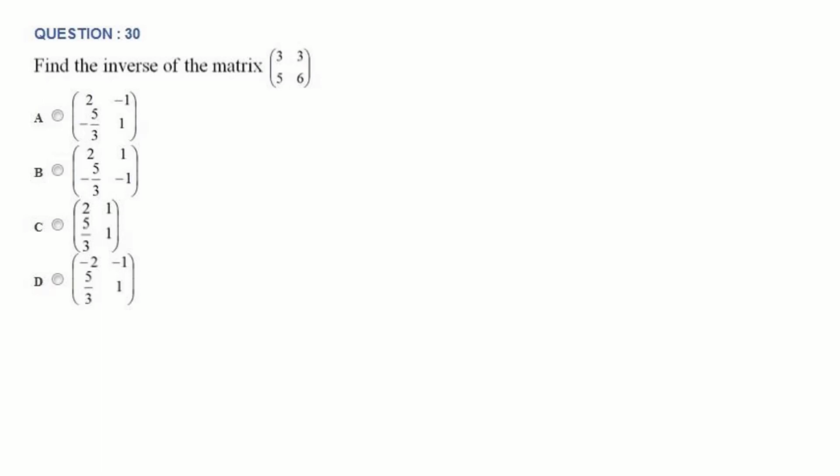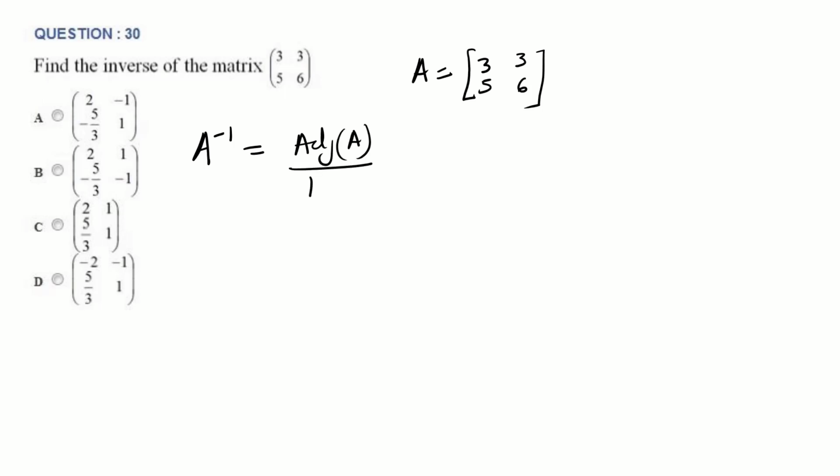We can say that if matrix A is given as, let's use this matrix A, 3, 5, 3, 6, the inverse of A, which is represented as A inverse, is going to be the adjoint of matrix A divided by the determinant of A. And what is the adjoint? The adjoint is the cofactor transpose. We're going to be looking at every one of these things for this question. So let's find the simplest thing first, which is the determinant of matrix A.